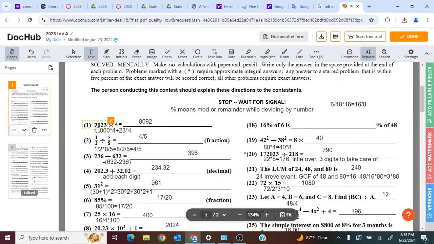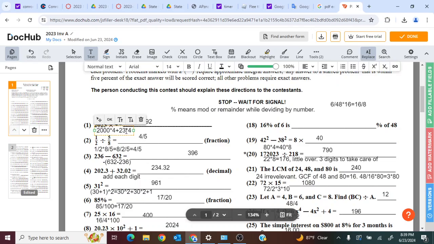2023 times 4. This can be solved by splitting apart the thing you're multiplying. You can multiply 23 by 4, and you get 92. Then you can multiply 2000 by 4. As you can see, this is basically just the distributive property being done. So 8,000 and then 92.